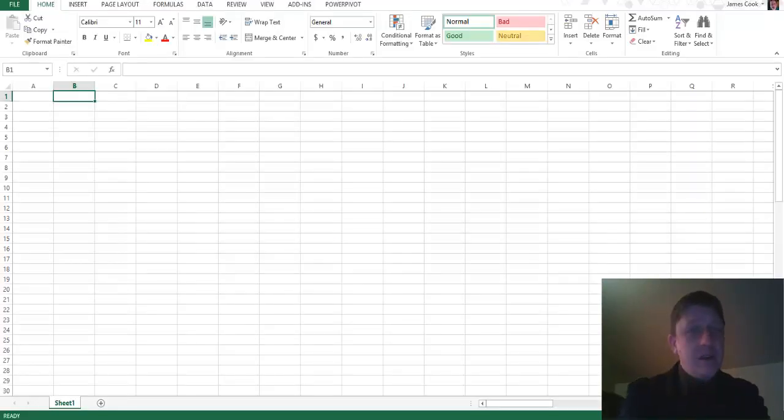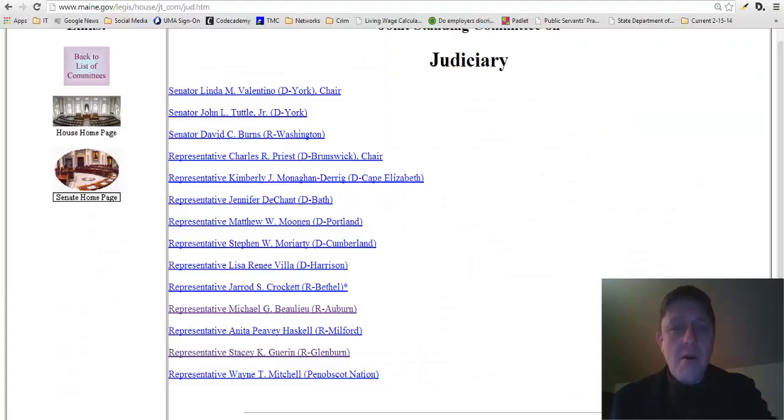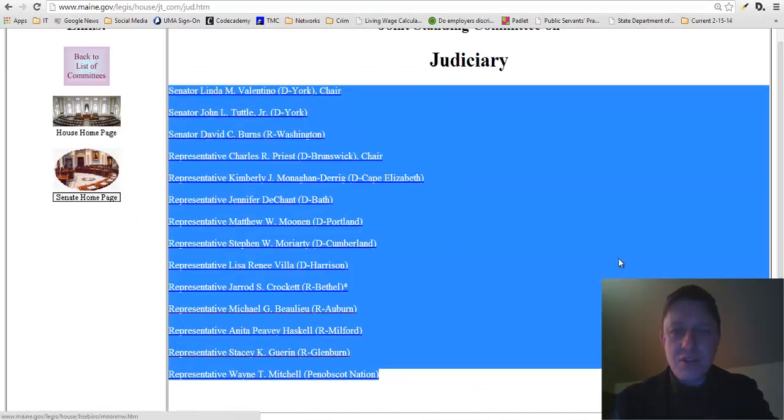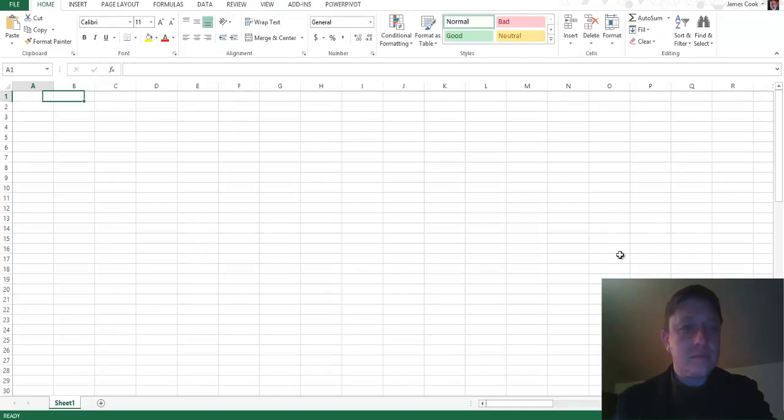Microsoft Excel is a software program that allows you to put information in rows and columns, just like in a matrix. So here I've started up Microsoft Excel. It is a blank spreadsheet, which is what a set of nodes and columns is. That's all it is. And I'm going to take this list here for the Judiciary Committee, and I'm just going to copy it, and I'm going to paste it.